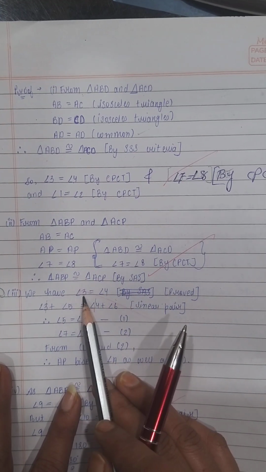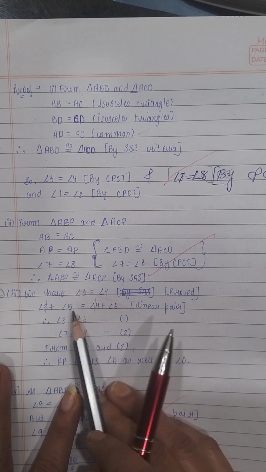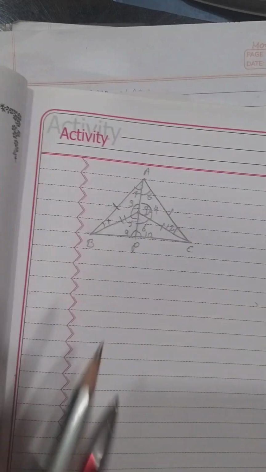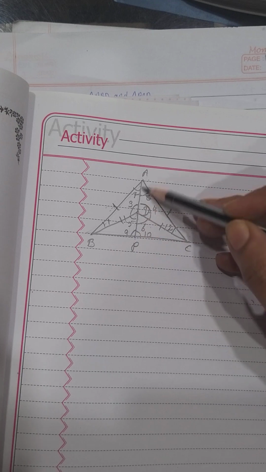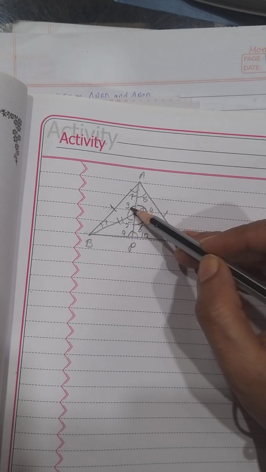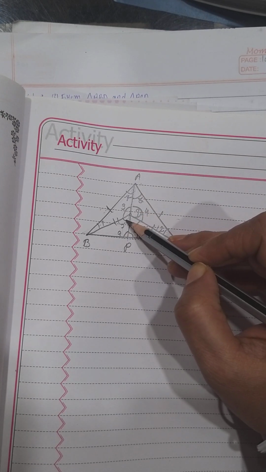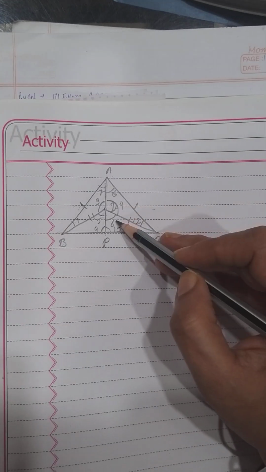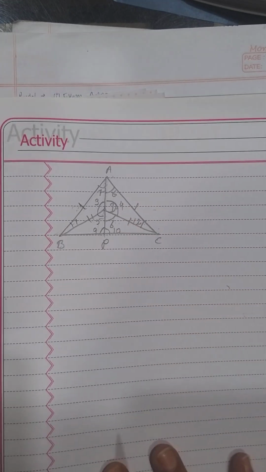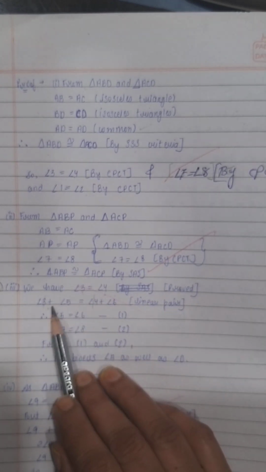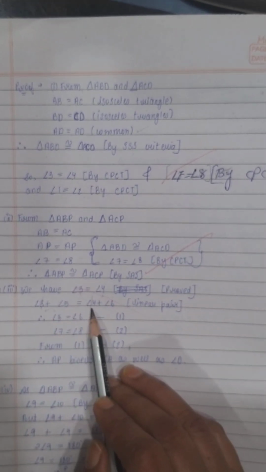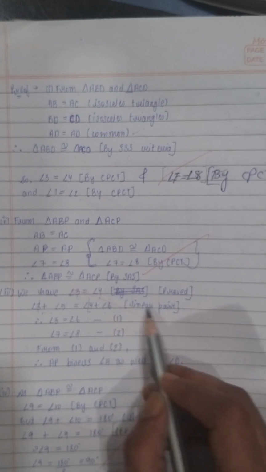Now we know that 3 is equal to 4, we have proved. Okay, so now see here again. This one is a straight line. Straight line. So 3 plus 5 is what? Equal to 180 by linear pair. Same, 4 plus 6 is what? Equal to 180 by linear pair. Same thing we are doing here. 3 is equal to 4. Okay, 3 plus 5 is equal to 4 plus 6. They are equal to 180 by linear pair.